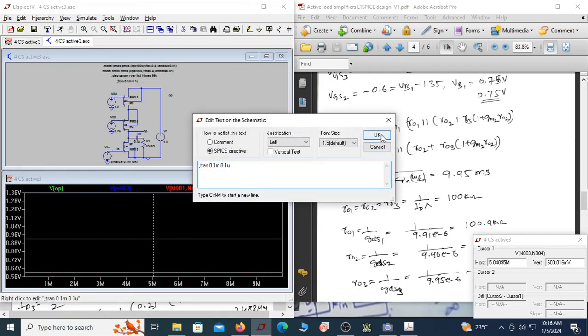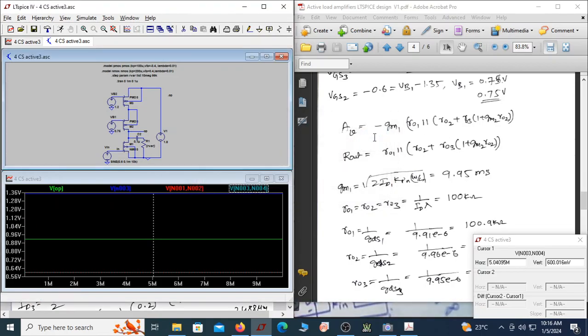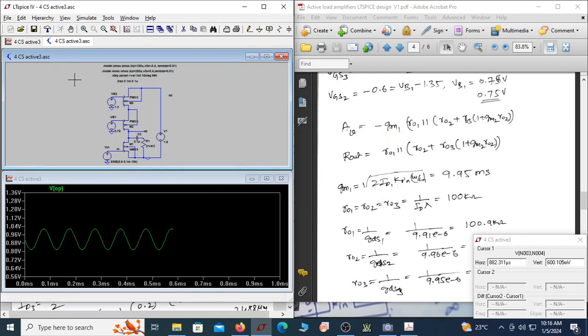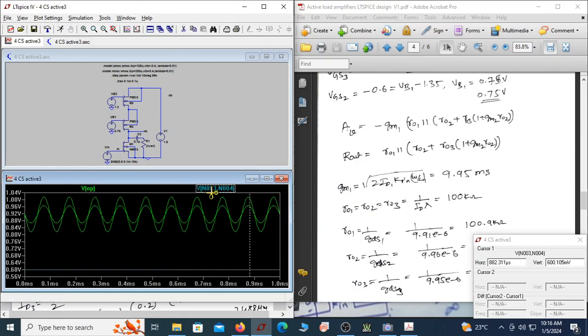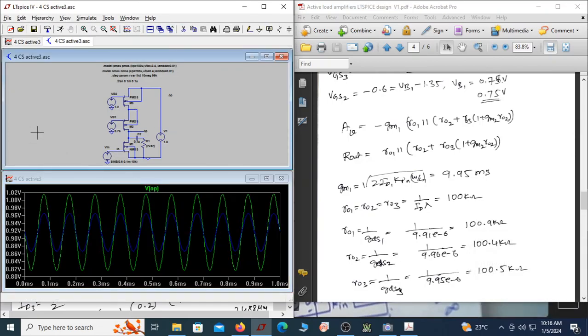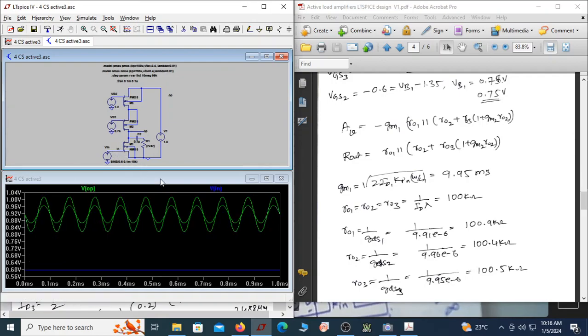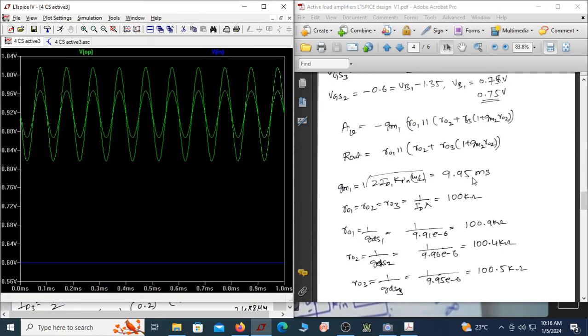How do I do dot tran? Let me take that out and then put a dot. I'm doing dot tran. Let me run now. Now let me take out everything except the output. I'll take out this, this, and this. Let me also see the input, because I have to measure the gain. So gain happens to be 990.